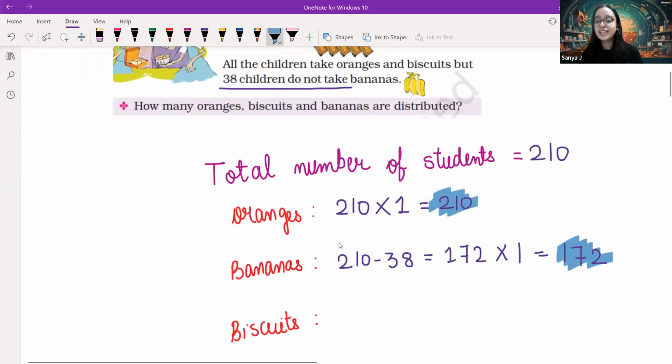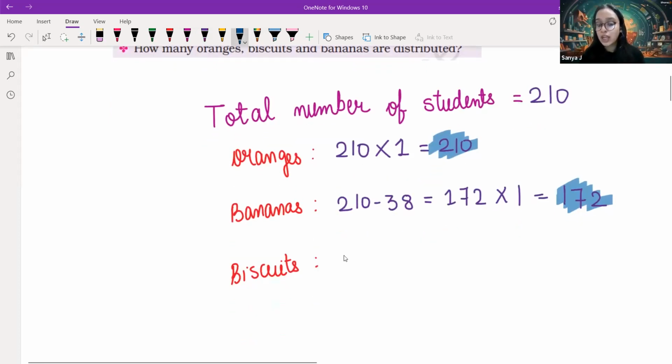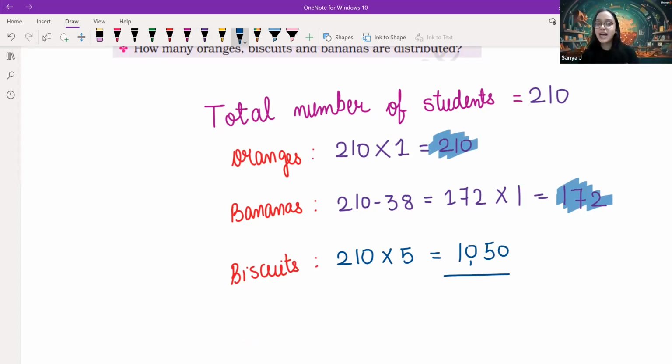Let's now finally move on to the biscuits. How many biscuits are given to each student? Yes, absolutely. 5 biscuits are given to each student. Total number of students are 210. We'll now multiply 210 by 5. And when we multiply this, we get the answer 1050. It's as simple as that. So, oranges 210, bananas 172, and biscuits 1050.